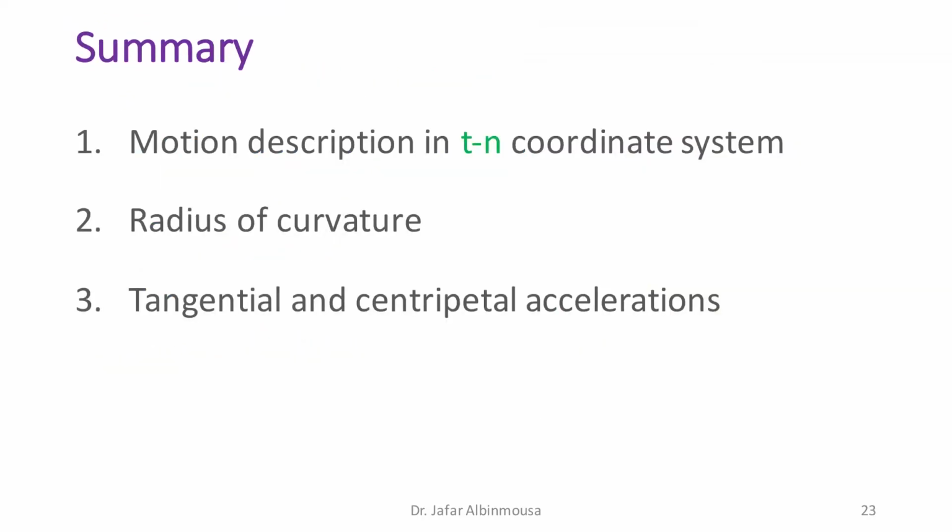So in summary, we described a curvilinear motion using the tangent-normal coordinate system. We also defined the radius of curvature for a general curve. We also talked about the velocity, the tangential, and centripetal acceleration.